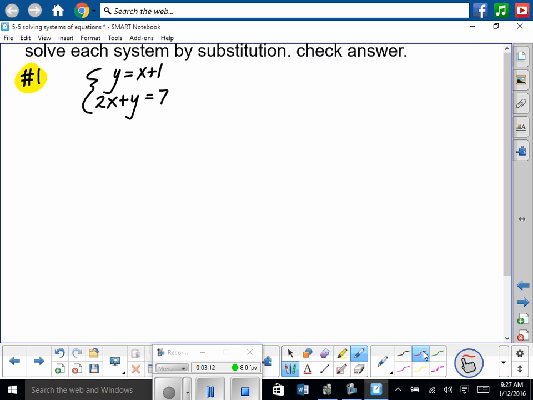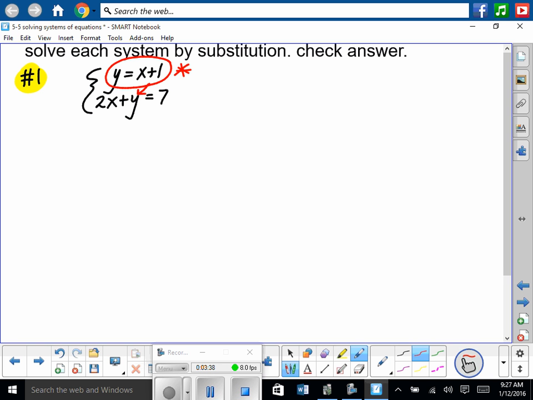So the first thing I look at with substitution is, is there a variable already isolated all by itself? So let's look in this equation. Do you see how y is already by itself? So this makes substitution very easy. So that's why we would choose substitution in something like this. So we take that. That's y is equal to x plus 1. We're substituting it into the other equation wherever there's that variable.